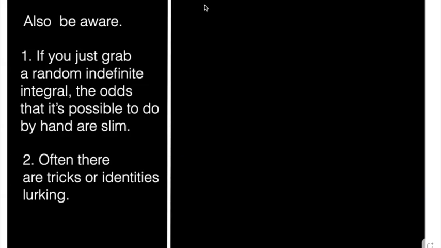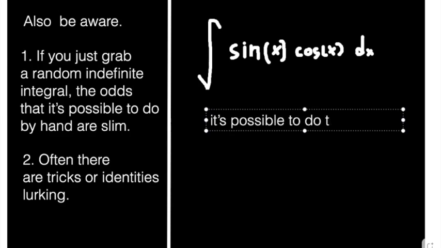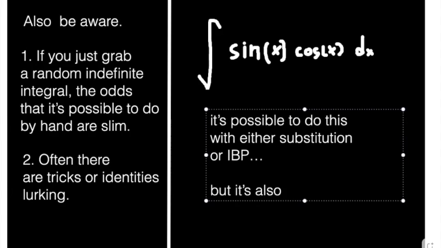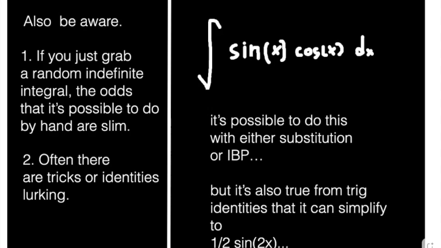One example is the indefinite integral of sine of x times cosine of x. It turns out that it's possible to do this using either substitution or integration by parts. However, there's also an identity that sine of x times cosine of x is equal to 1/2 times sine of 2 times x, and using this identity makes the solution pretty straightforward.